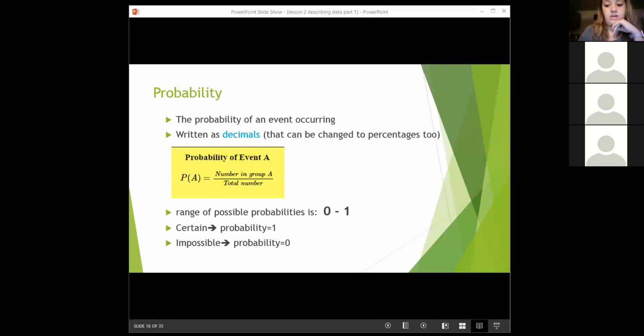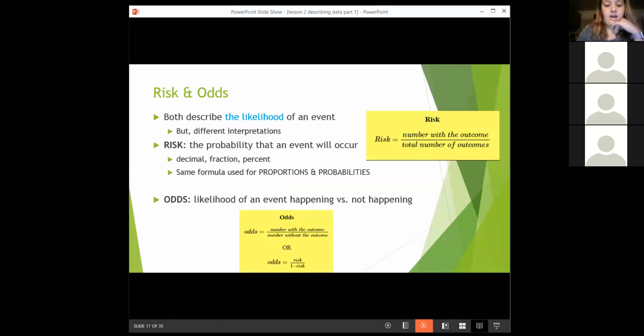Alright, so we will go on to discuss risk and odds, which are different types of probabilities that describe the likelihood of an event happening, but we do interpret them differently. So our risk is basically the same thing as the probability. It's just saying the probability that an event will occur. So as you can see, it's a similar equation. You have your number with the outcome.